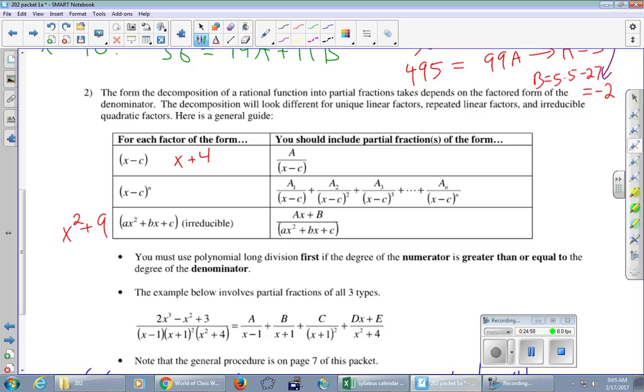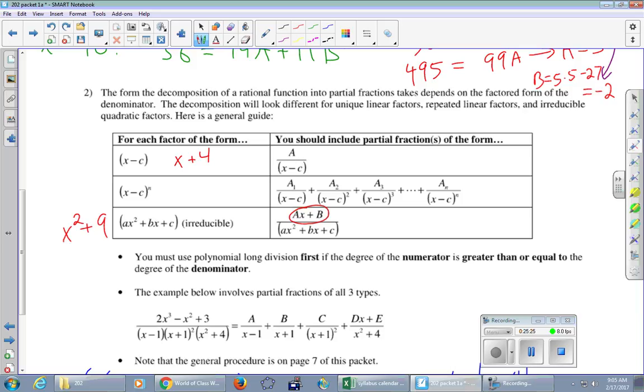And so if you get a quadratic that is irreducible, not factorable, you do not put a number on top of it. You put a linear thing on top of it. You put an ax plus b on top of x squared plus 9. And if I had another one, it would be a cx plus d on top of the quadratic. So any quadratic needs to get a linear thing on top. We'll see a particular example right down below.